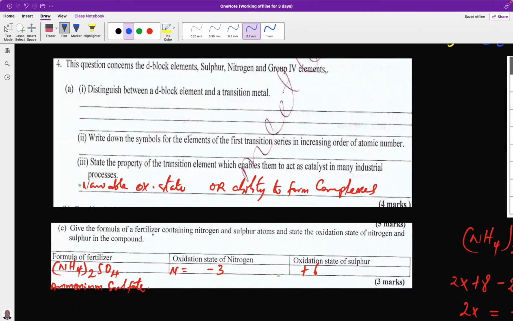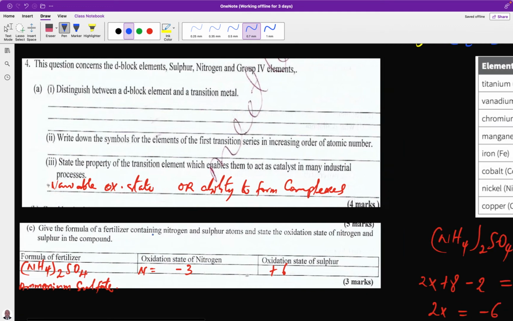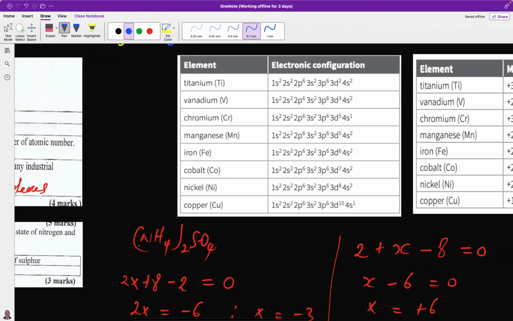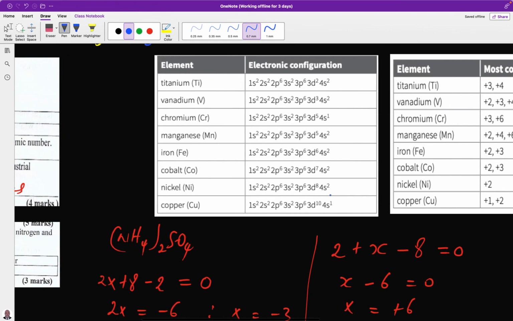A recap. They said distinguish between d block elements and a transition metal. I gave an example to you. Look at transition metals, look at their electronic configuration. They form one or more ions and they will have incomplete d orbitals or d subshells.